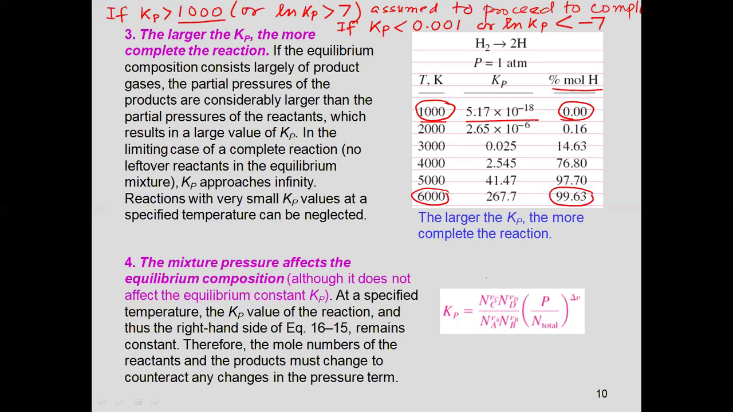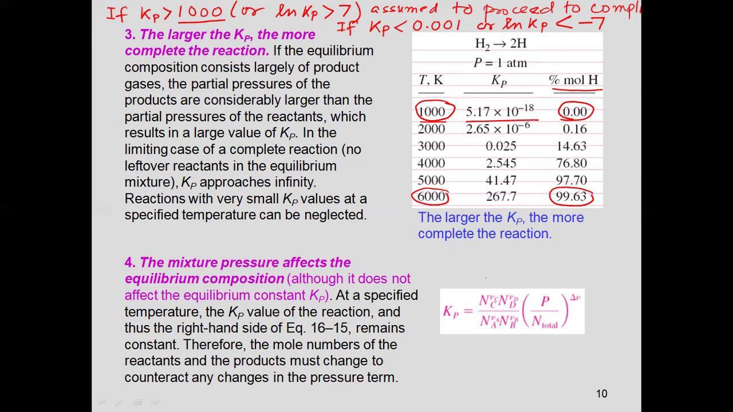the partial pressures will also change, and the equilibrium composition will also change. But the Kp value will not change. The Kp value at a particular temperature is fixed. So if you change the total pressure, what will happen? The partial pressures will change and the chemical composition, that is the number of moles, will also change. They will adjust their quantities in such a way that the Kp value will remain constant.